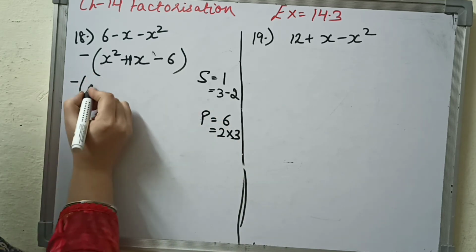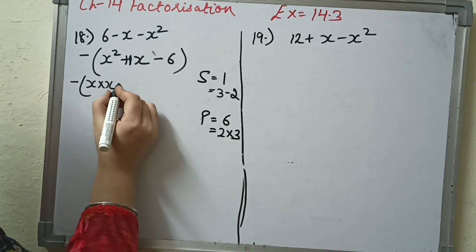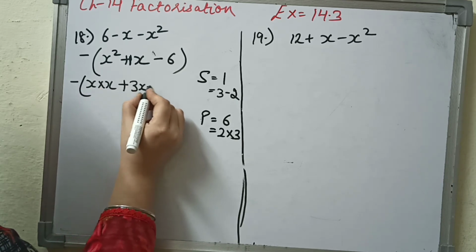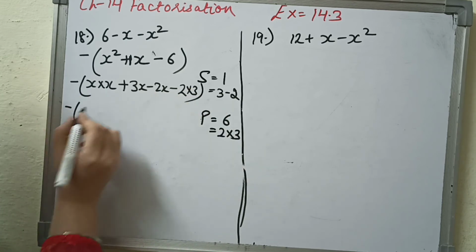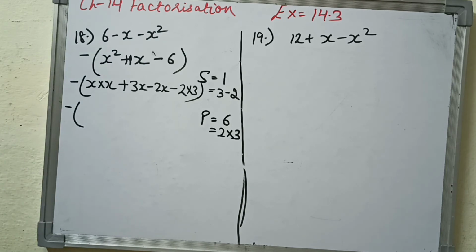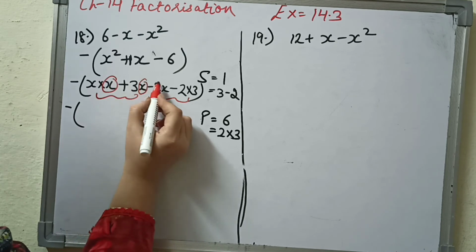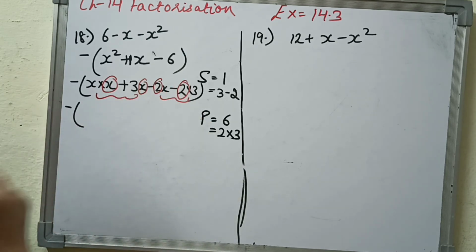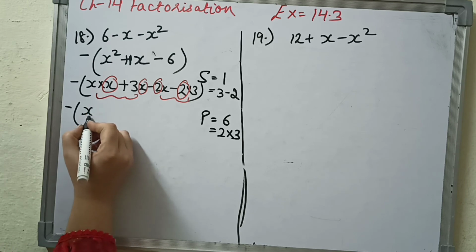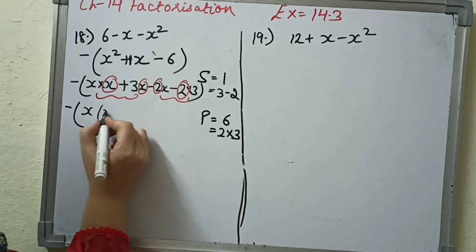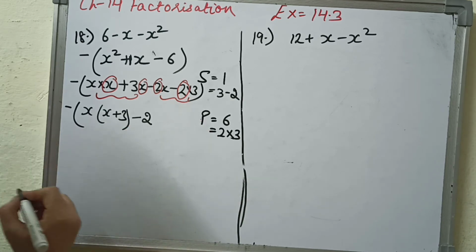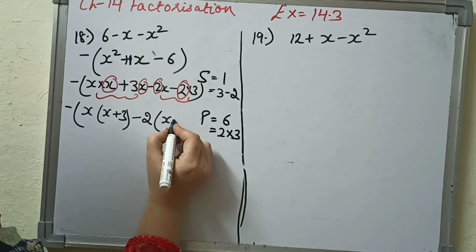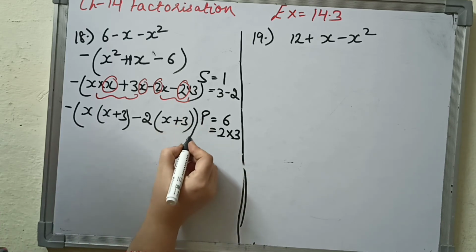Now x square can be written as x into x, plus 1x can be written as 3x minus 2x, and minus 6 is 2 into 3. Now take the common from the first two terms and then the last two terms. From the first two terms x is common and from the last two terms 2 is common. So when I write x outside the bracket, inside the bracket the terms left are x plus 3, and from the third and fourth terms I write down minus 2, and inside the bracket x plus 3 is left.